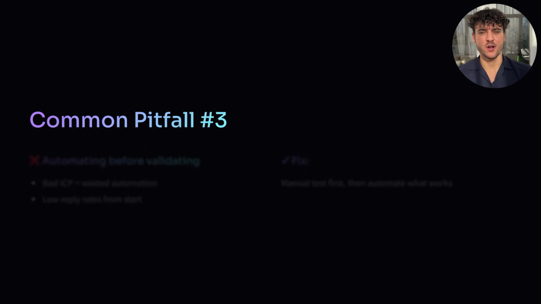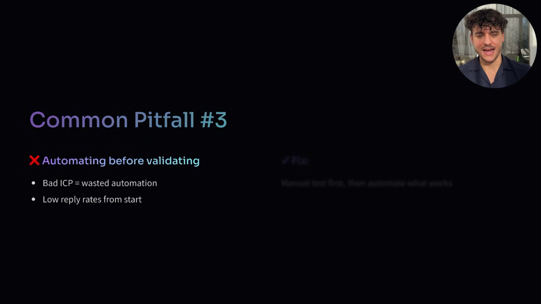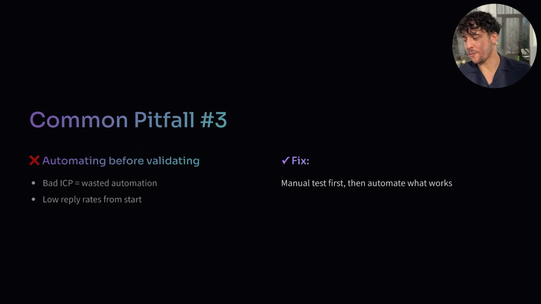Which brings me to common pitfall number 3, which is automating before validating. Now, we all love automation, but you need to make sure that you validate what you're trying to automate. Meaning, if you have, for example, a bad ICP match, your automation is going to mess up a lot of things. You want to make sure you test the ICP criteria so that you actually understand who an ICP is before you automate it. Otherwise, you're going to have low reply rates from the start. The fix is to manually test things first and then automate what works.